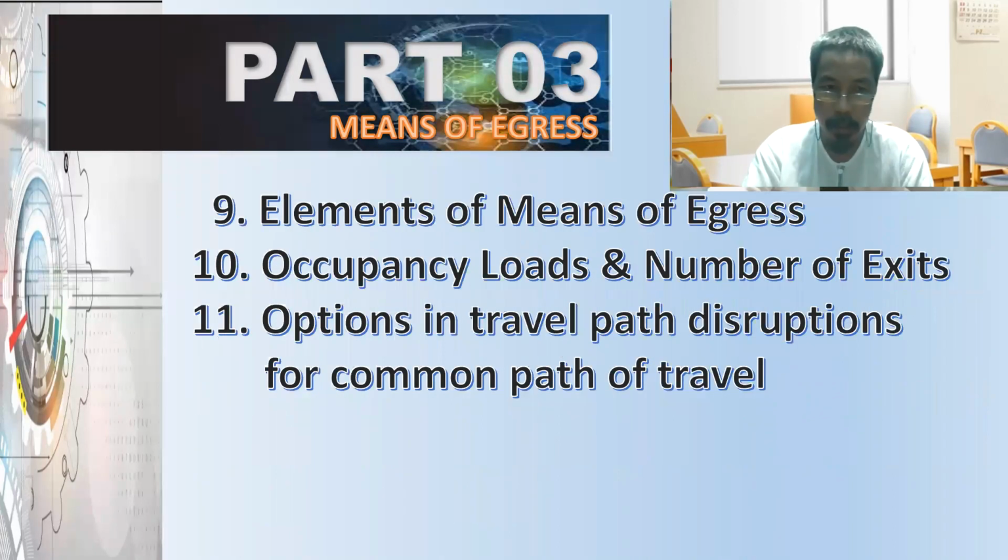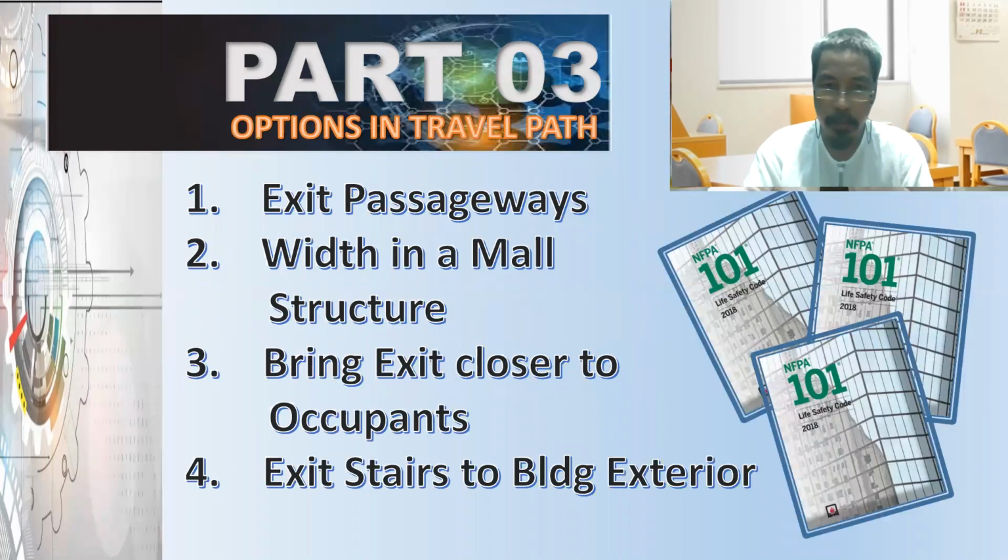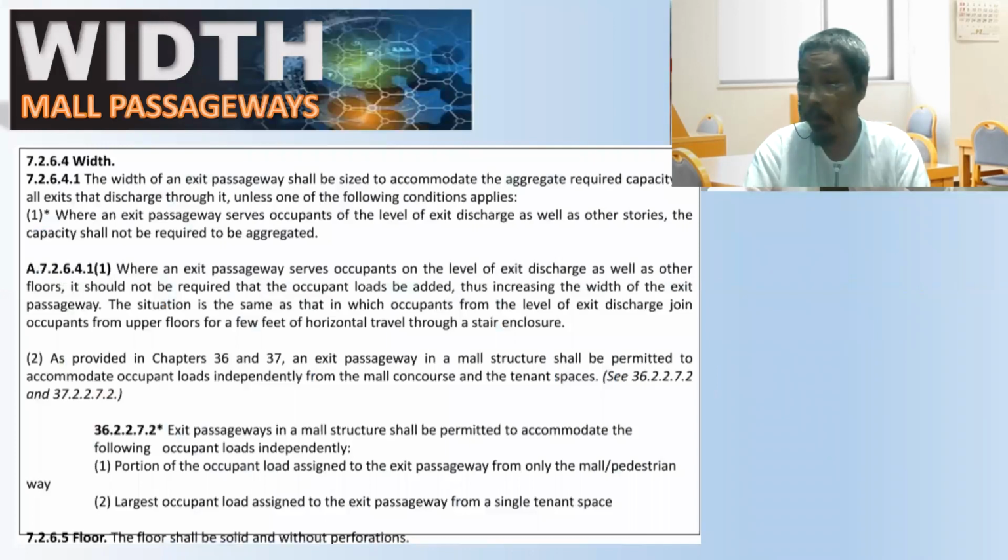So we are actually on module number 11, options in travel path disruptions for common path of travel. And we are now on the second subtopic, width in a mall structure. So passageway width, and so on. So what do we mean by passageway width?